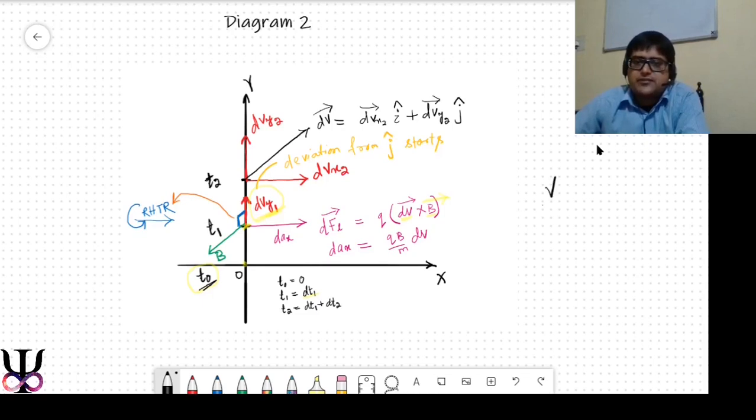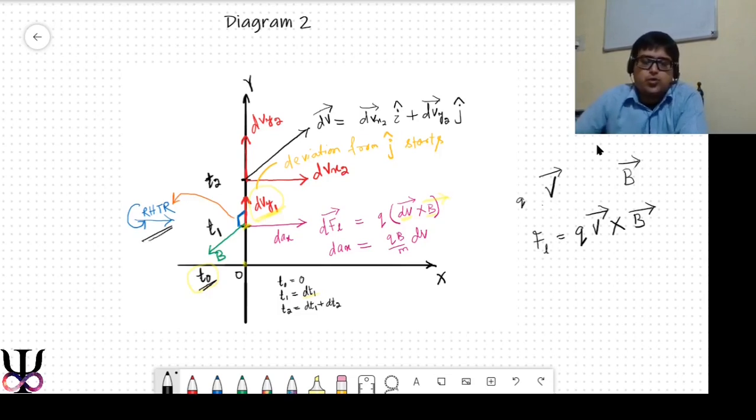When a particle travels with any velocity v, and there is a magnetic field present there, the Lorentz force, if the particle has a charge q, is given by q times v, which is again a vector, crossed with the magnetic field. And whenever we find a cross product of two vectors, we have to follow the right hand thumb rule. The right hand thumb rule is going to give us the direction of the Lorentz force. But since the velocity at t equals 0 is 0, there is no Lorentz force at t equals 0.